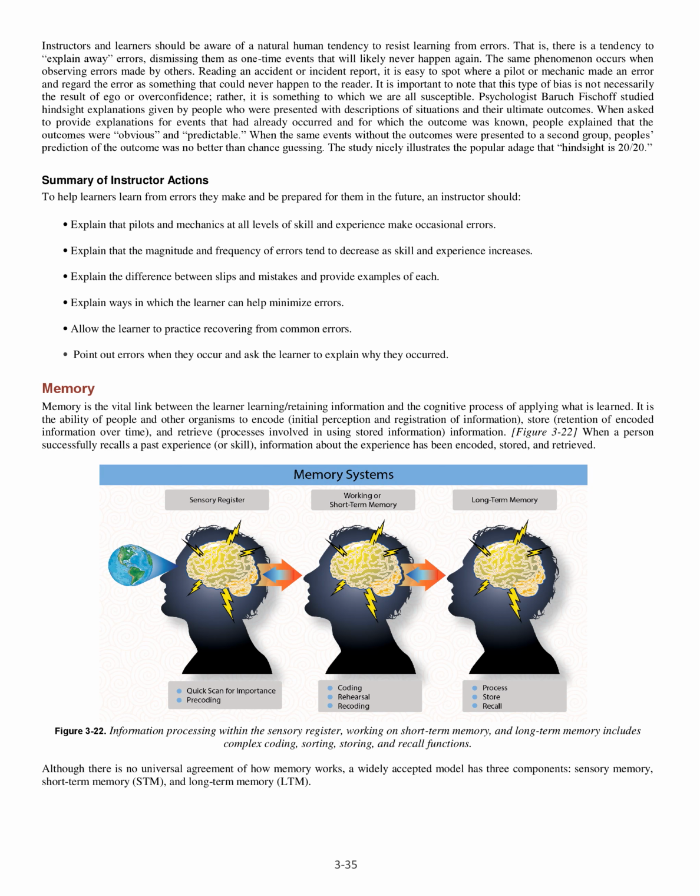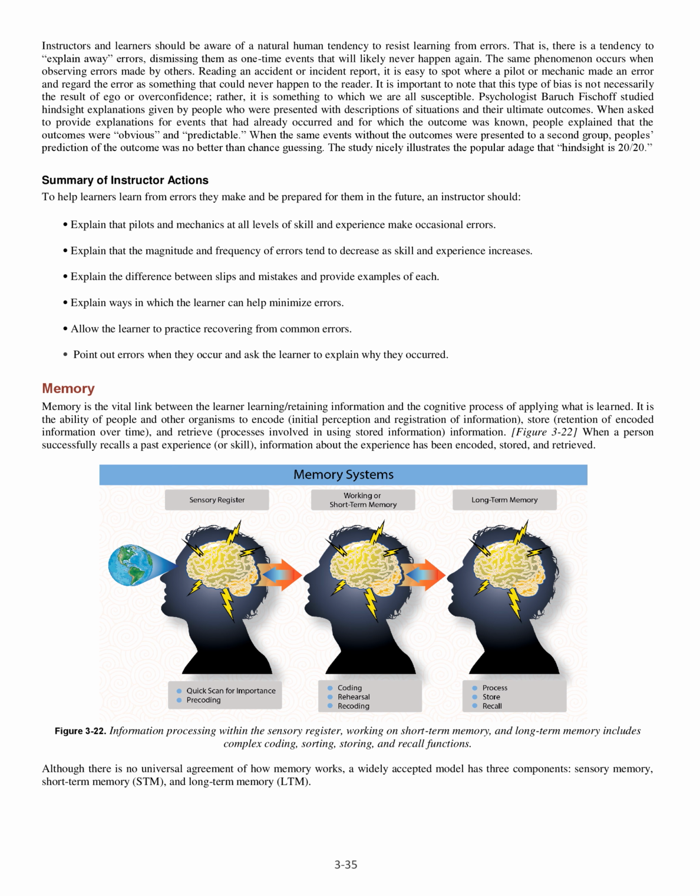Instructors and learners should be aware of a natural human tendency to resist learning from errors. That is, there is a tendency to explain away errors, dismissing them as one-time events that will likely never happen again. The same phenomenon occurs when observing errors made by others. Reading an accident or incident report, it is easy to spot where a pilot or mechanic made an error and regard the error as something that could never happen to the reader. It is important to note that this type of bias is not necessarily the result of ego or overconfidence, rather, it is something to which we are all susceptible.